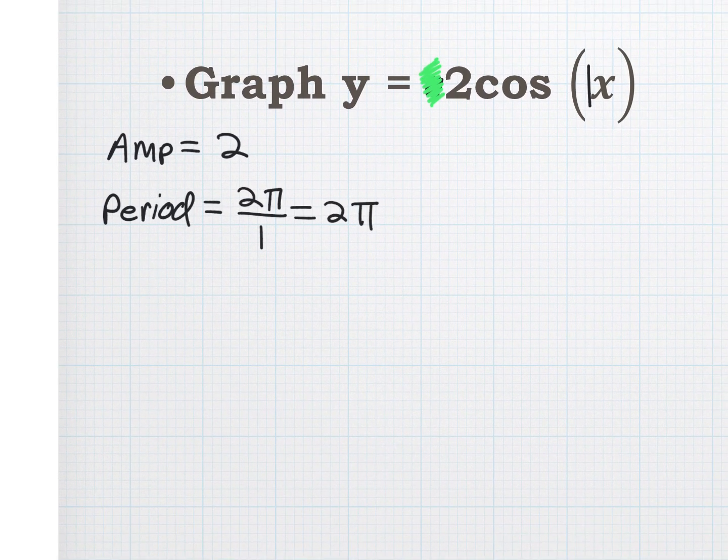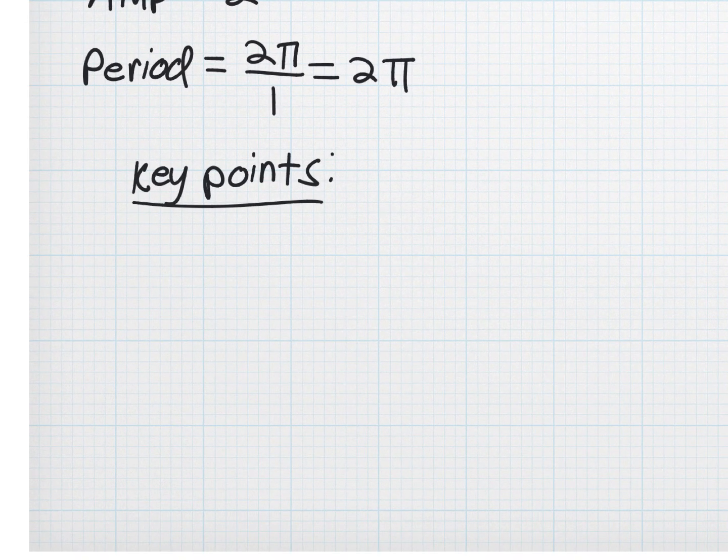All right, and then from here we can find our key points. These points we're going to label on the x-axis. All right, so our key points, we can start with 0. Yeah, 0, a quarter, a half. We're always going to go in quarterly intervals all the way to 1.